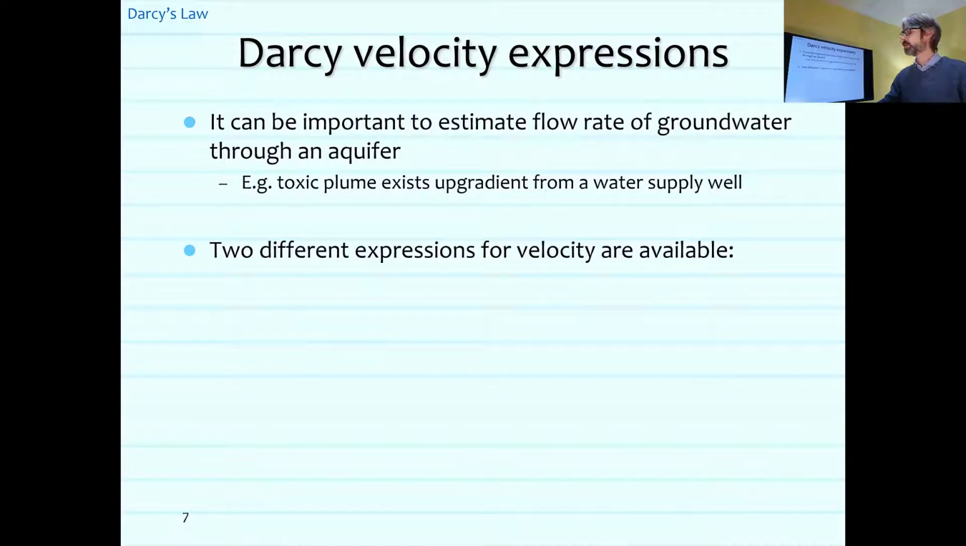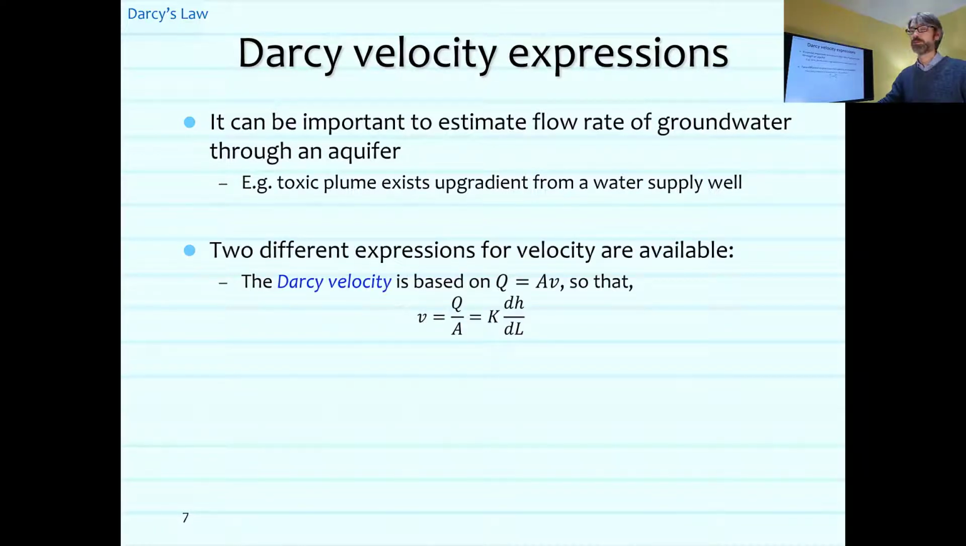There are two different expressions for velocity. The first is called the Darcy velocity, and it's just based on the regular equation we learned back in Civ 330, which is that Q is equal to A times V, so that V is equal to Q over A is equal to K dH dL.